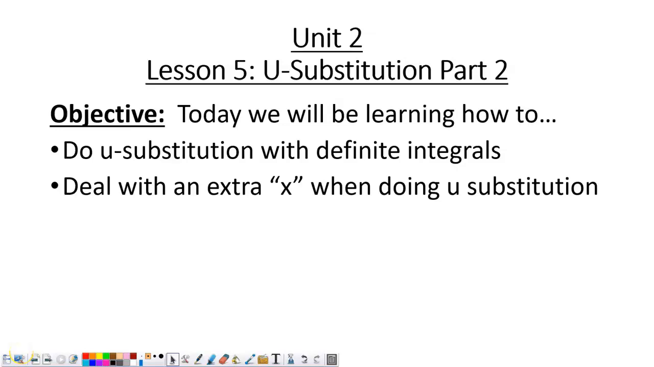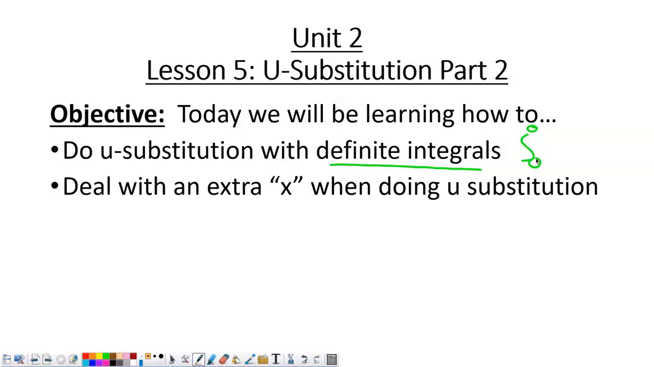All right, guys, welcome to Lesson 5. We're going to continue our discussion on u substitution. Today we're going to do u substitution with definite integrals. Those are the ones where you have the numbers here on the top and bottom.